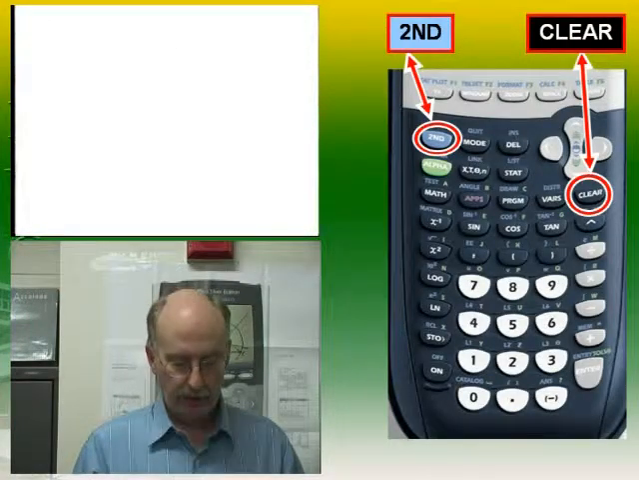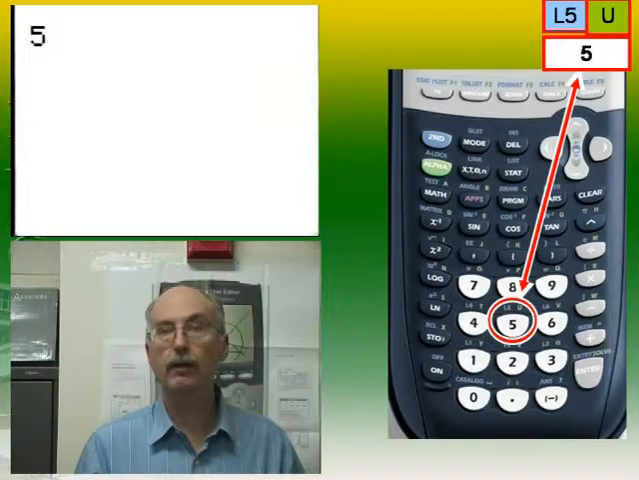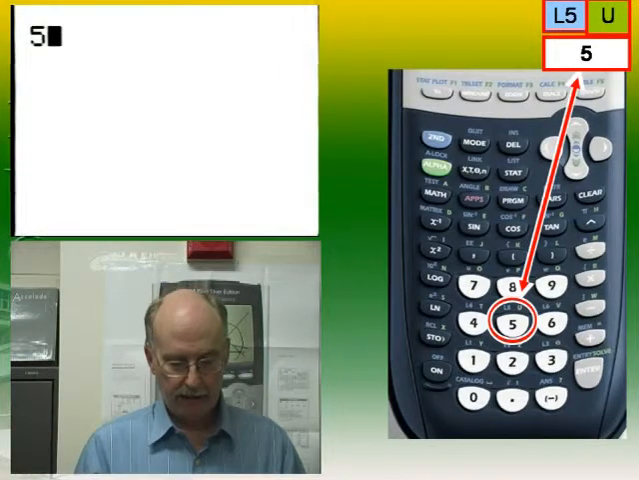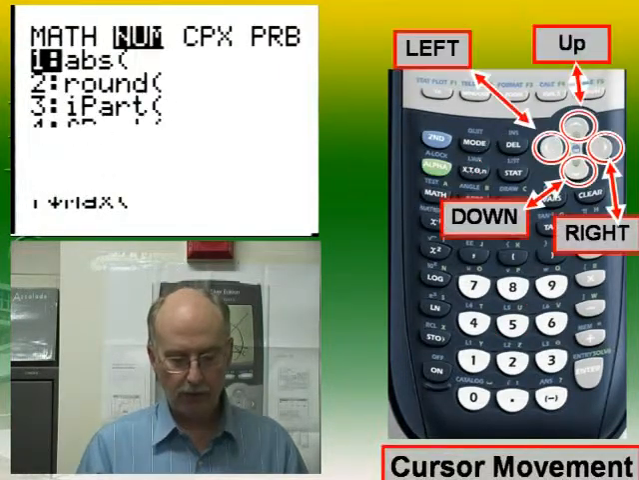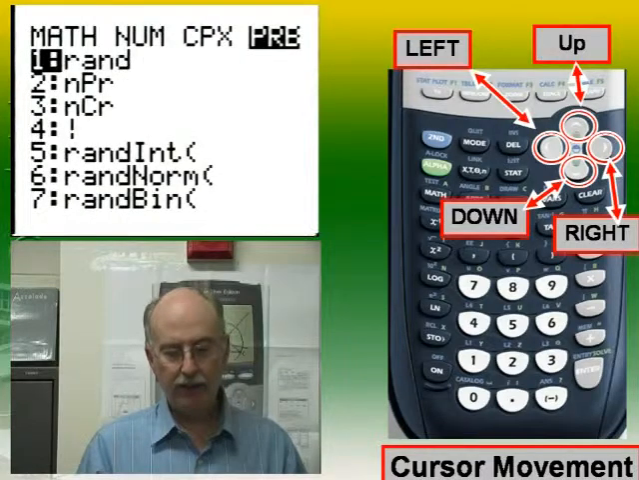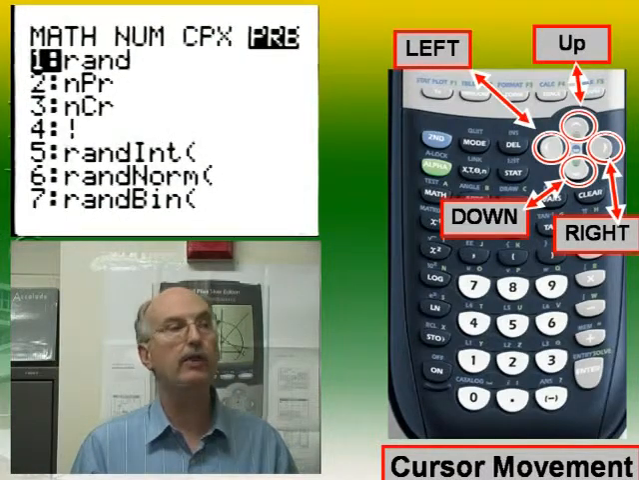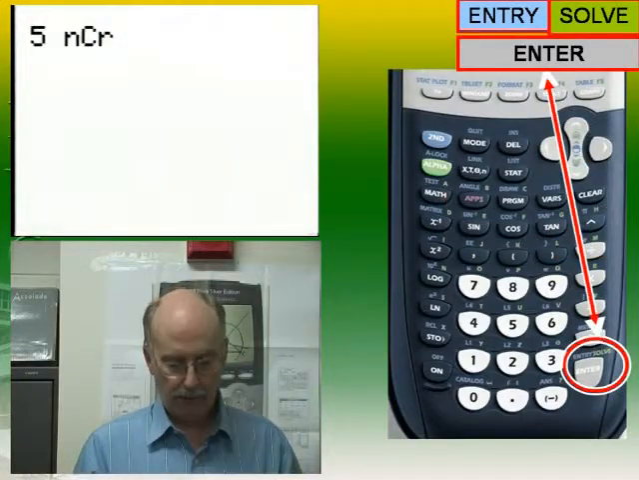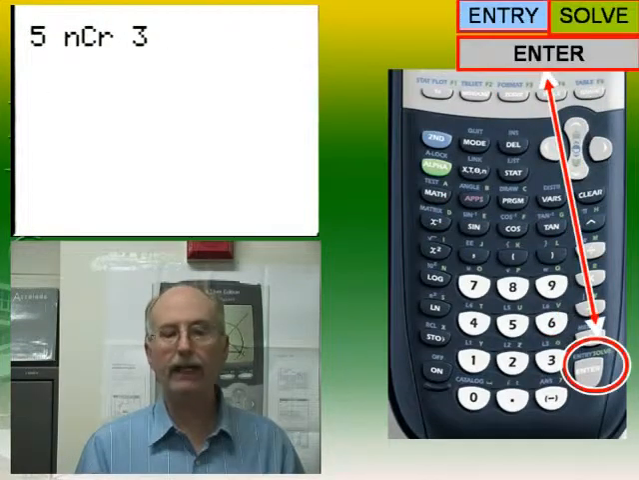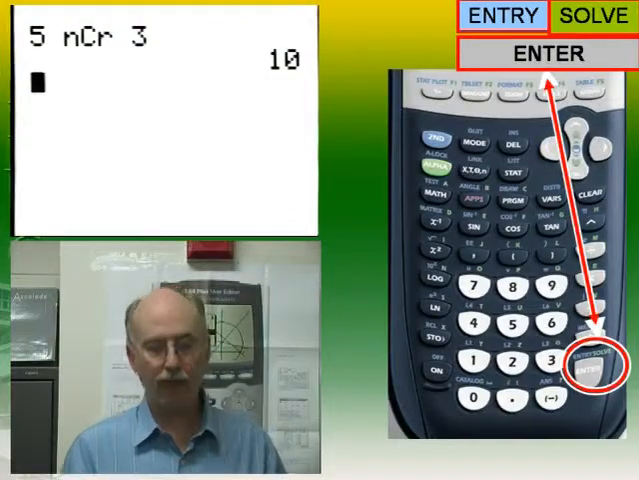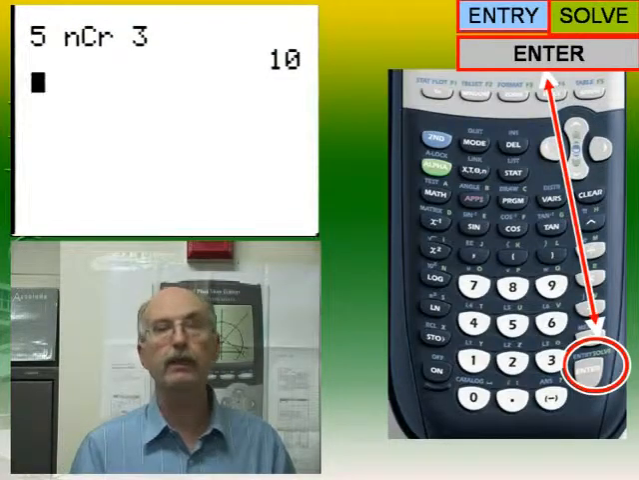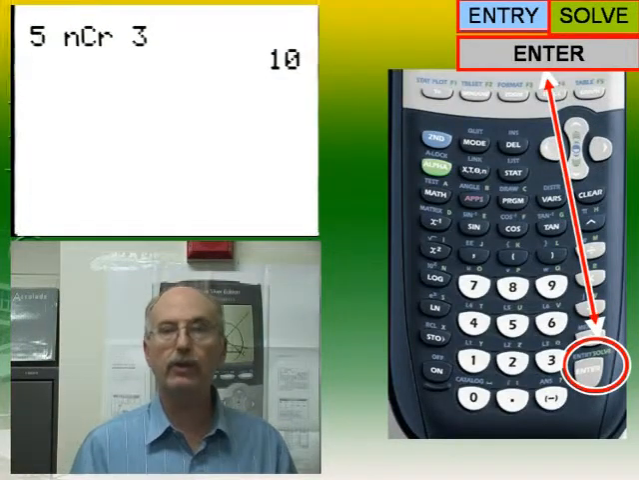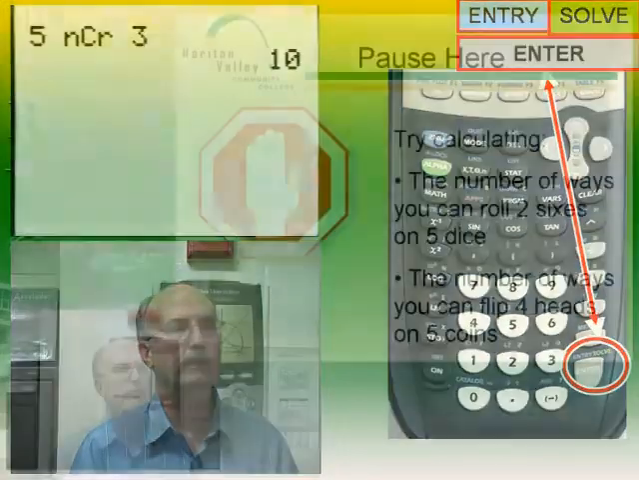And what we're going to do is hit 5, which is the number of coins that we have, and then we hit math and scroll over to probability, and you can see the third item down is nCr. We're going down to that nCr function. Okay, and we want 3. And if we hit enter, you can see that 5 coins in combinations of 3 gives us 10. So there's another way of doing that calculation.